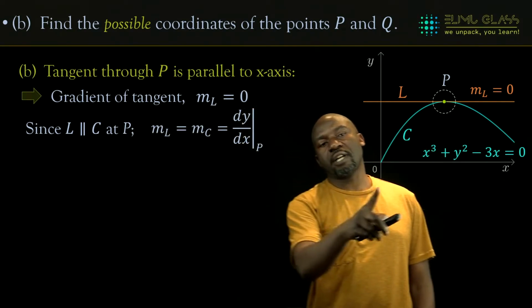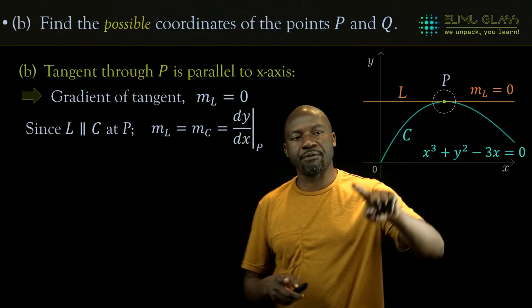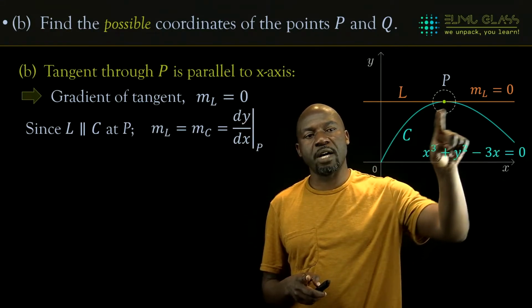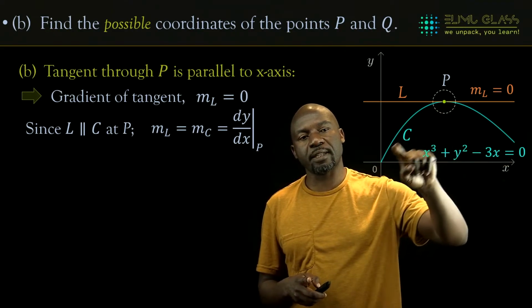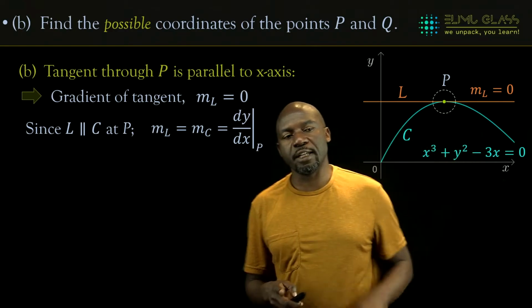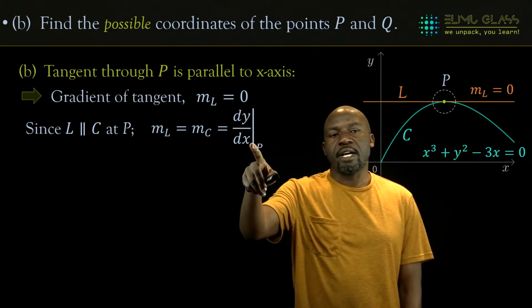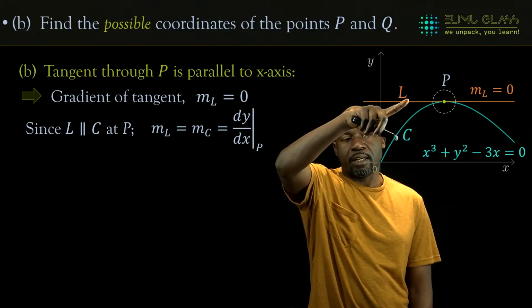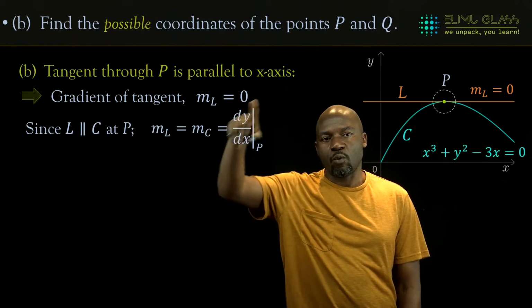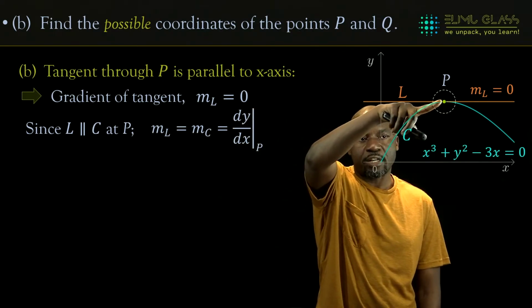And the gradient of the curve is represented by dy by dx. The gradient of the curve anywhere here can be found by dy by dx. And so we only need to substitute the value of x at the point to determine the gradient at any point, right? So the gradient of our curve is dy by dx, which we found in part A. And the gradient of the straight line there is m_L, which is 0. So dy by dx must be 0 at that point.